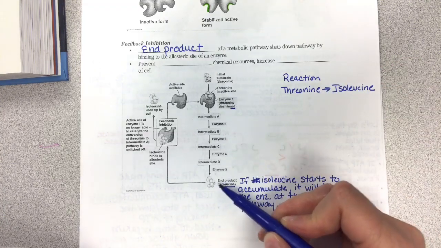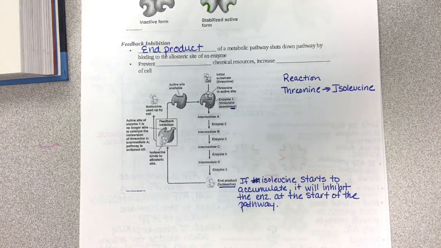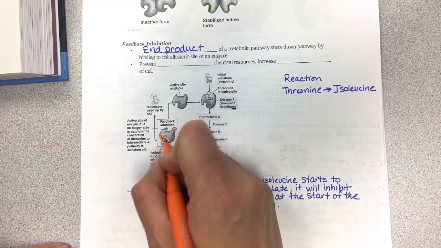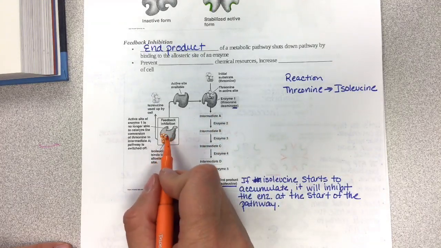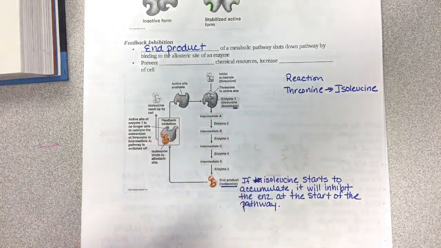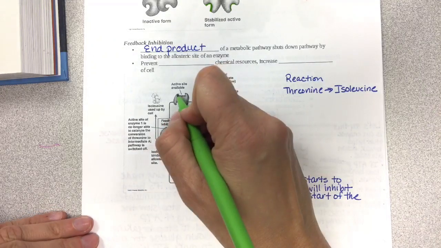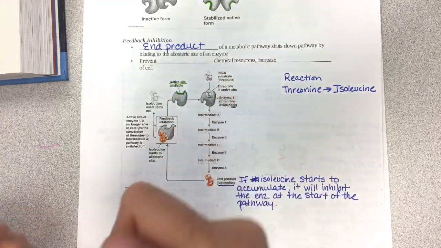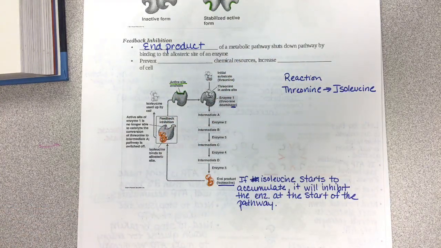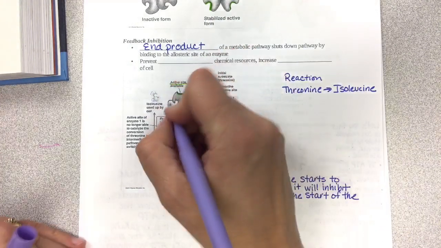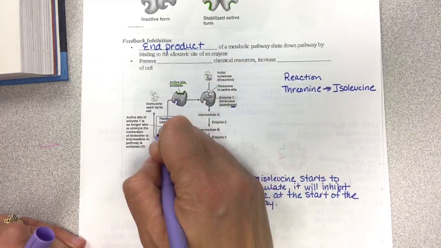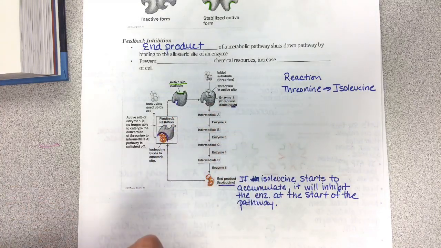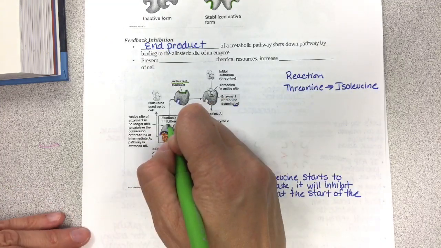So what happens is, if we go over here, the isoleucine, let's do another color here. So this is isoleucine here. The isoleucine, if you notice here, binds to the allosteric site. So this is what the enzyme actually looks like. And so you have the enzyme that has, this is the active site right here. But then it also has, let's do, I don't know, purple, it also has this allosteric site. And so if isoleucine binds to the allosteric site, what happens is the active site changes shape.